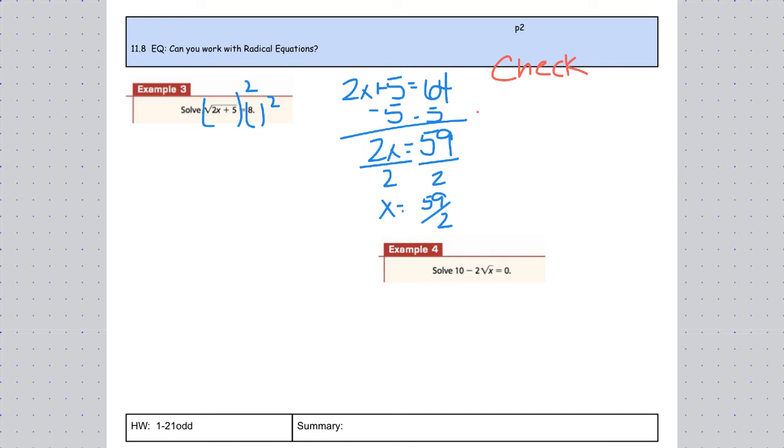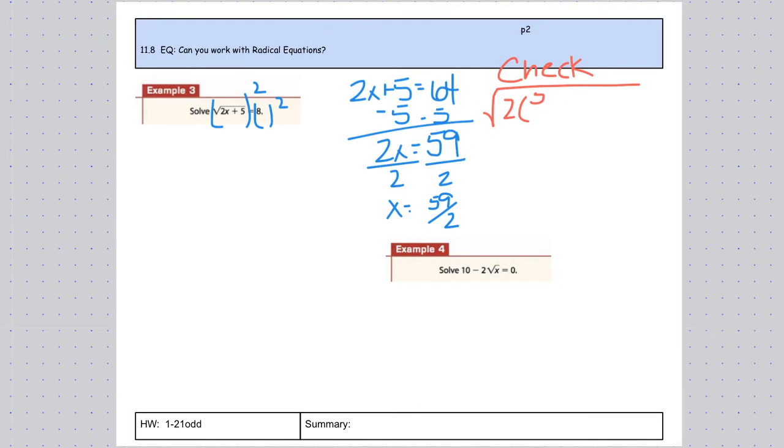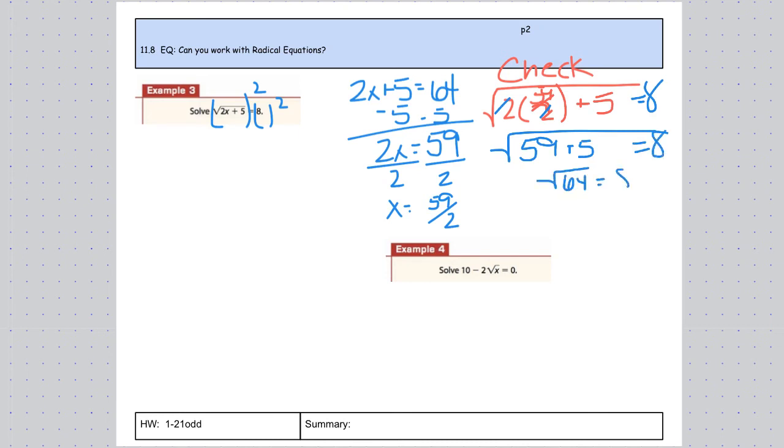I'm going to plug that in: the square root of 2 times 59 over 2, plus 5. The 2 and the denominator of 2 cancel out. That should be equal to 8. So that gives me the square root of 59 plus 5 equals 8. That's the square root of 64 equals 8, and that checks out. Sorry about that horrible pen work.